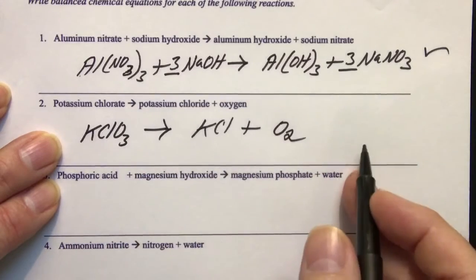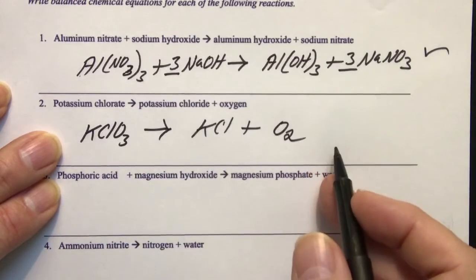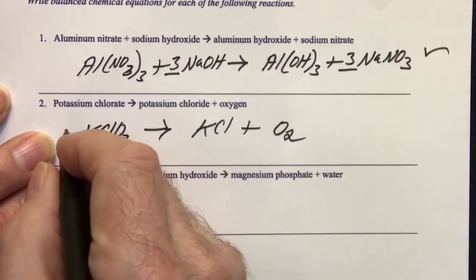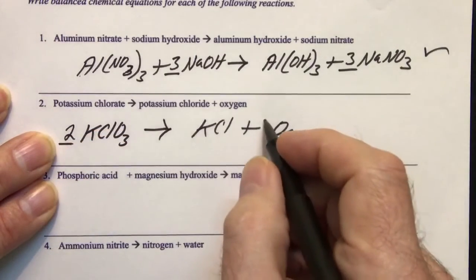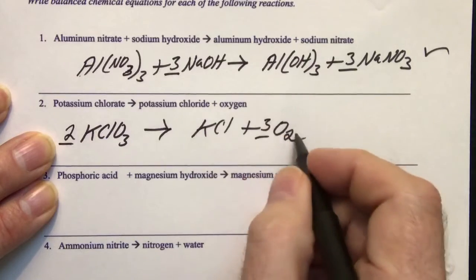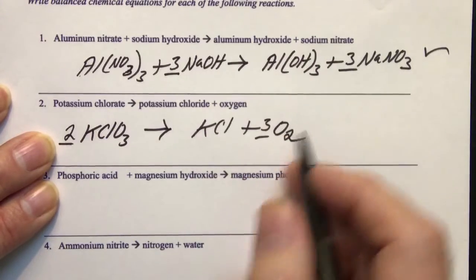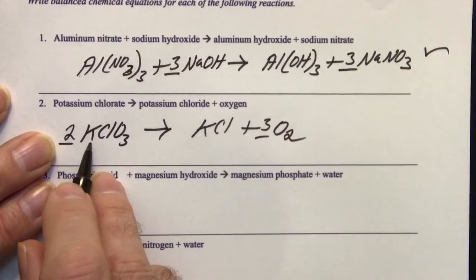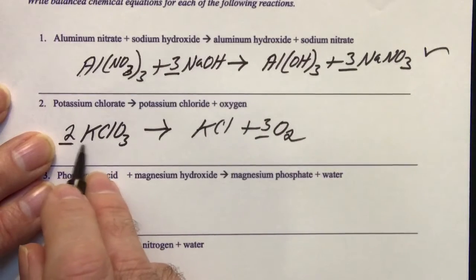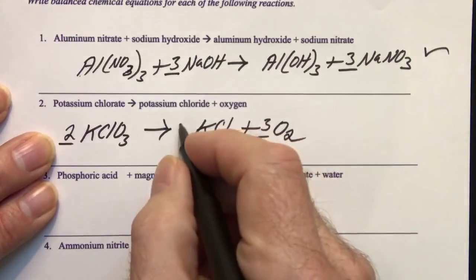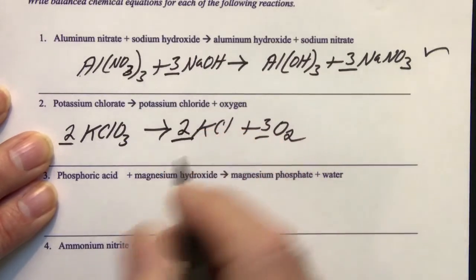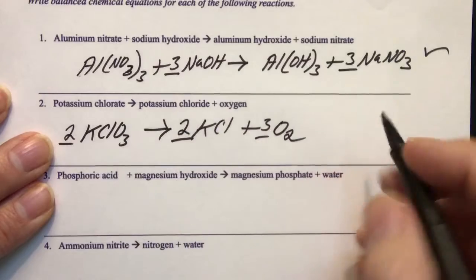So when you have that, think least common multiple. So if I put a 2 in front here, that'll give me 6 oxygens. And if I put a 3 in front here, that'll give me 6 oxygens, 6 being the least common multiple. Okay, now when I put the 2 in front of the potassium chloride, it also doubled the number of potassiums and chlorines, and I can easily take care of that by putting in a 2 here. So that's our balanced chemical equation.